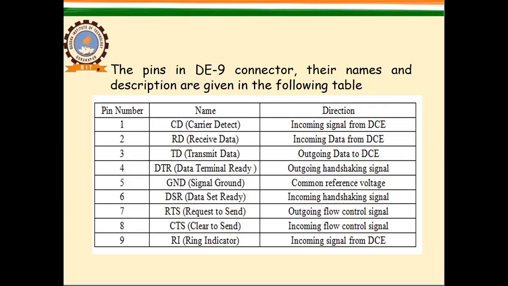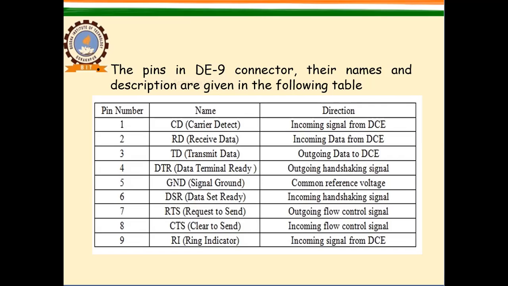Pin number 4 is DTR, data terminal ready. It is an outgoing handshaking signal, used for handshaking purpose. Pin number 5 is the ground pin, which is a common reference voltage. Pin number 6 is DSR, that is data set ready, which is used as an incoming handshaking signal.